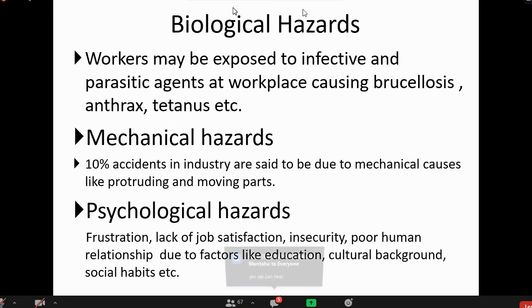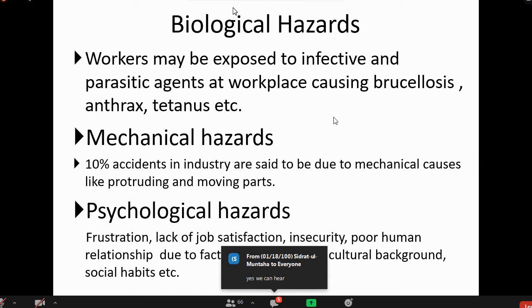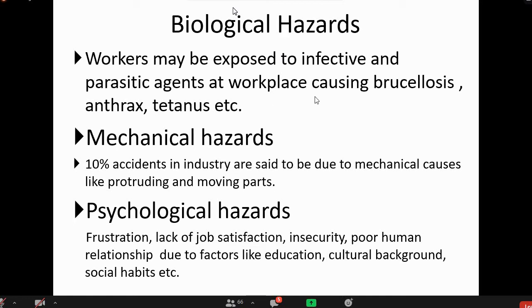Okay, great. Then we have biological hazards. Workers may be exposed to infective and parasitic agents. We've talked about this. People who are dealing with the cattle and farms, and maybe in some kind of a laboratory, are exposed to biological hazards.